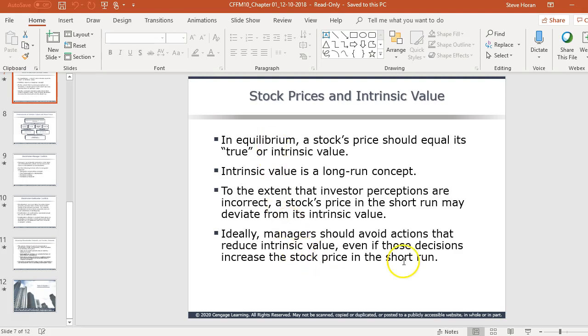So the bottom point that I want to mention here is that managers need to avoid actions that reduce intrinsic value, even if it increases stock price in the short run. What I'm going to try to emphasize throughout the class is a well-run company makes decisions in the long term for the benefit of the long term and not the benefit of the short term. Because we can make decisions that will benefit the short term all the time, but they will be at the detriment to the long term. So a well-run company is always thinking big picture, long term, and making decisions that they know will pay off down the road to increase the value of the company.